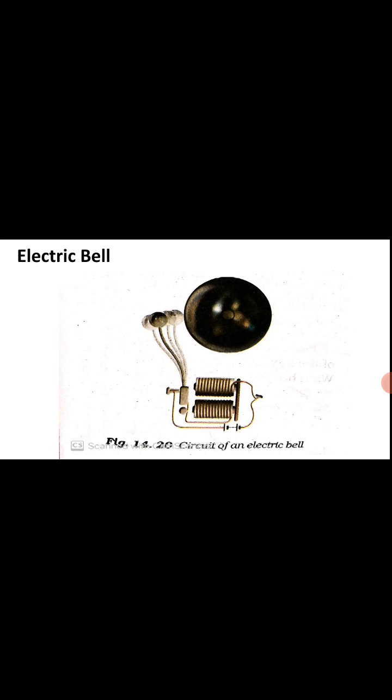When the iron strip is in contact with the screw, the current flows through the coil, which becomes an electromagnet. It then pulls the iron strip. In the process, the hammer at the end of the strip strikes the gong. What is a gong? The round structure given in the bell, made of metal. The hammer strikes the gong of the bell to produce a sound.